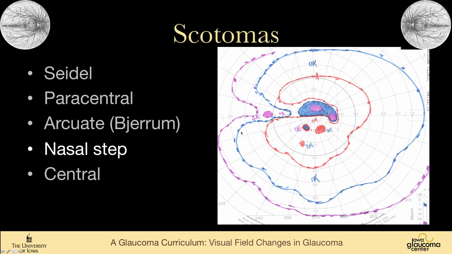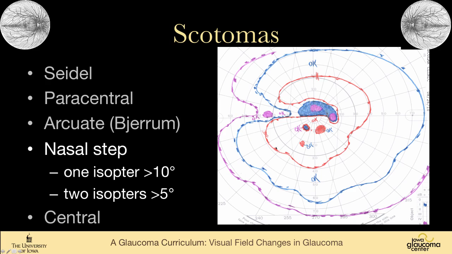Nasal steps are where you see the visual field defect lining up with a horizontal meridian. This is a right eye, so it's a defect down here lining up with this horizontal meridian. To be called a nasal step, you need to have one isopter that travels 10 degrees or more along the horizontal, or two isopters that travel more than 5 degrees. We clearly meet that criteria in this patient. You can see that there's also some shallow scotomata here in the germ area down below.